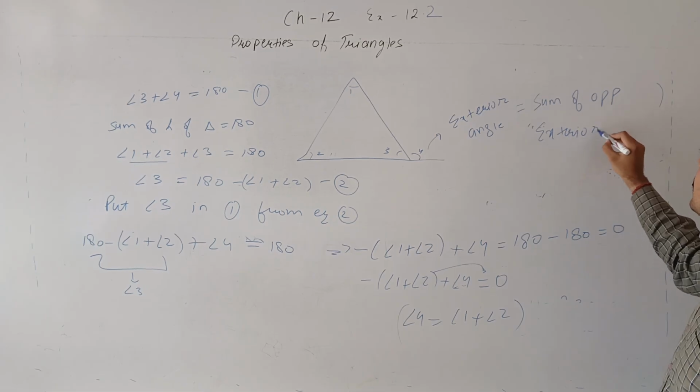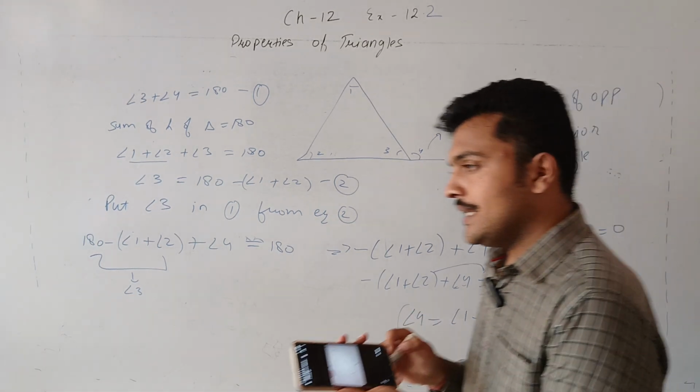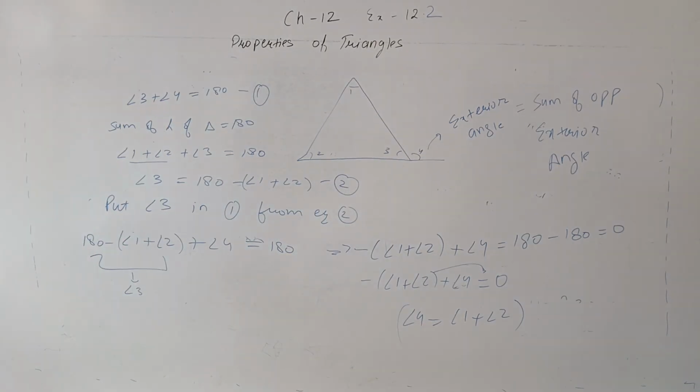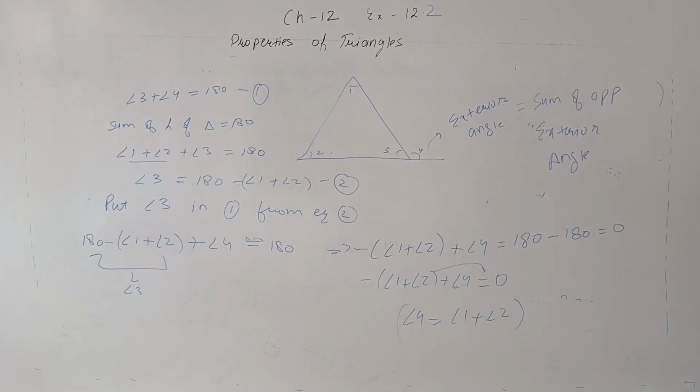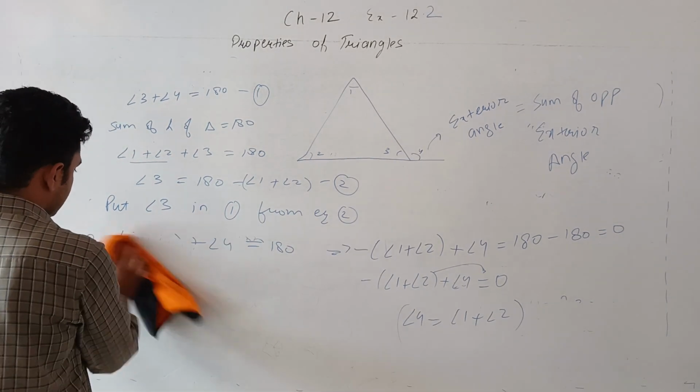Therefore the property is: the exterior angle is equal to the sum of the opposite interior angles. This is the property we are going to use in this chapter. So it is equal to the sum of the opposite interior angles.